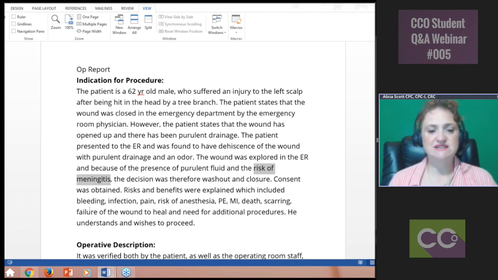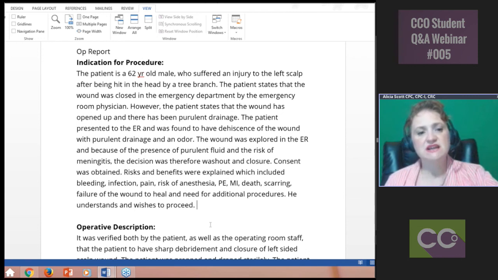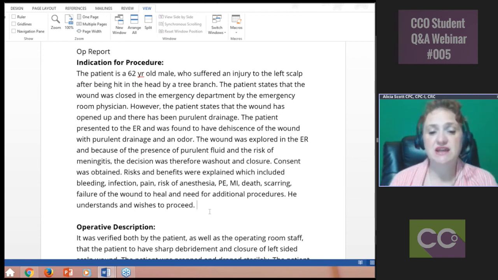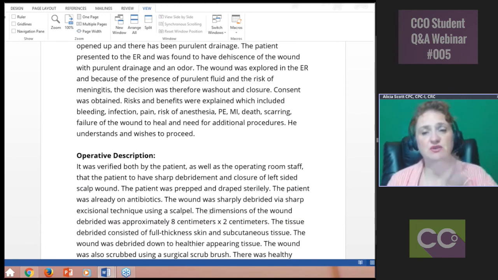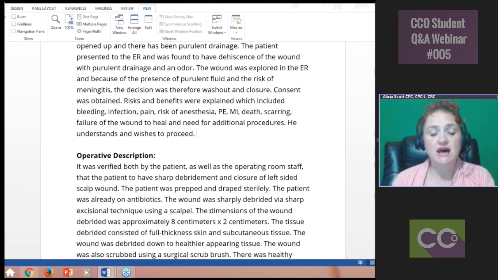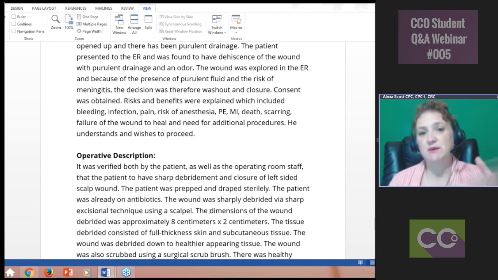So really, we don't care about this, right? This is kind of fodder to the consent. It says he understands the wishes and wishes to proceed. So that's all of this, the indication for the procedure, the reason they're going to do the procedure is all stated here. And that's our part of the medical decision making, right? Well, you don't have to have that for an op report, but then you understand the medical decision making that went behind doing this versus cleaning him up and stitching him back up.